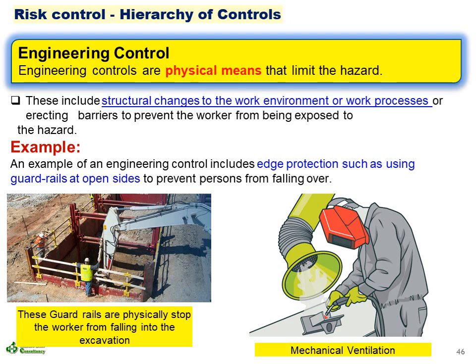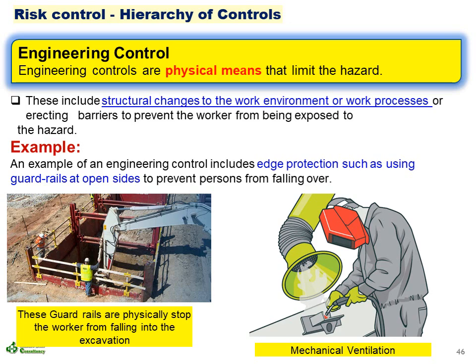Engineering control. Engineering controls are physical means that limit the hazard. These include structural changes to the work environment or work processes or erecting barriers to prevent the worker from being exposed to the hazard. Example.